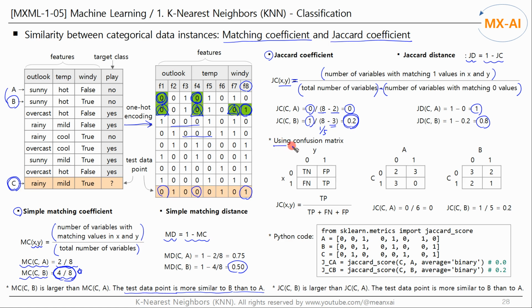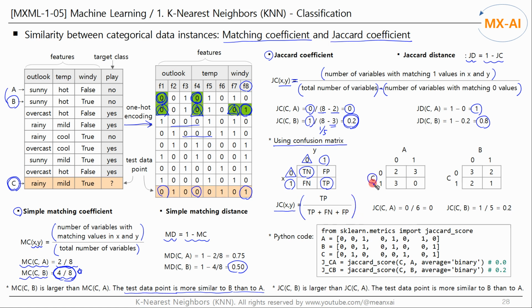Next, let's compute the Jaccard coefficient using the confusion matrix. In a confusion matrix, the true positive is the number of variables with matching 1 values, and the true negative is the number of variables with matching 0 values. Then, the Jaccard coefficient can be expressed as follows.